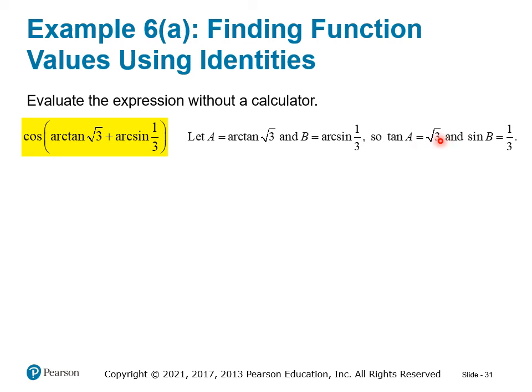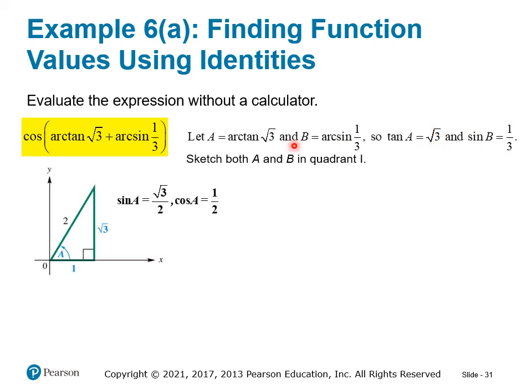Tangent is positive here, so it's in quadrant 1. Sine is also in quadrant 1 because it's positive. So both of these are going to be triangles in quadrant 1. A is going to be the square root of 3 over 1. And again, tangent is opposite over adjacent, square root of 3 over 1.